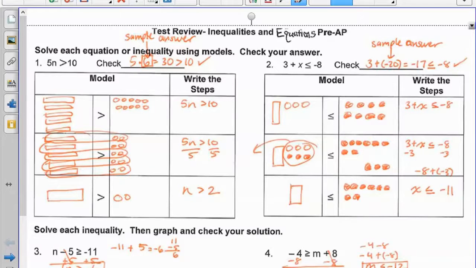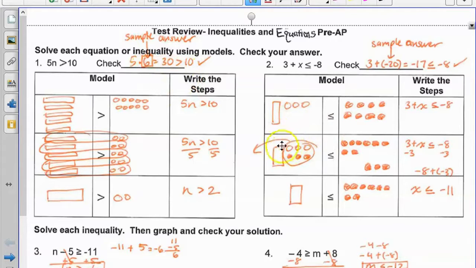Alright, number 1, okay, with our inequality, 5n is greater than 10. So when I do this question, notice 5 bars, 10 positive counters. So I group them up. 1x is greater than 2. So you can use x or n, whatever. When they say check, use a sample number that would work. So 6 is greater than 2. If I plug in 6, 6 works. 5 times 6 is 30, which is greater than 10.